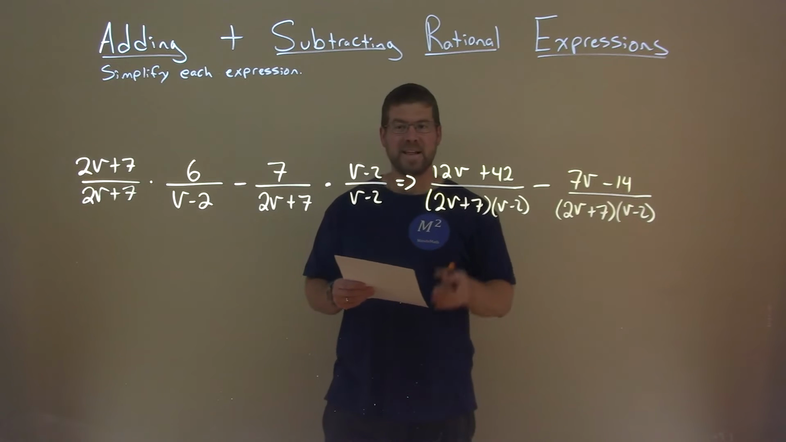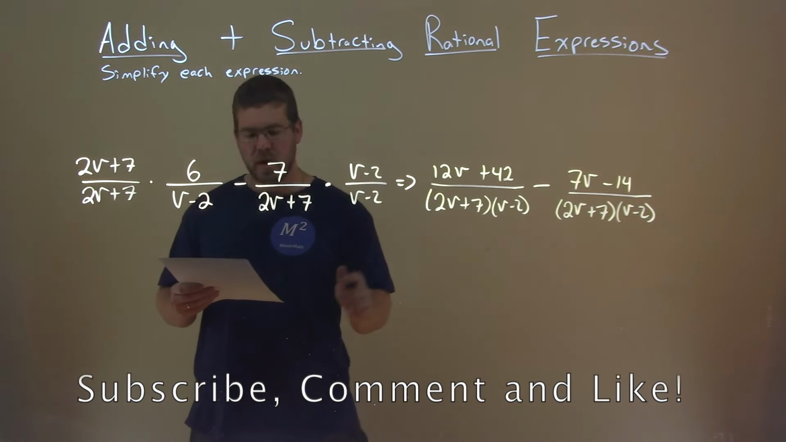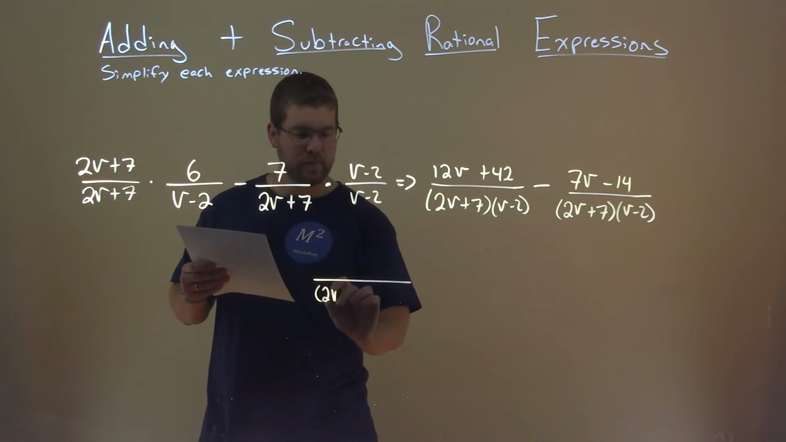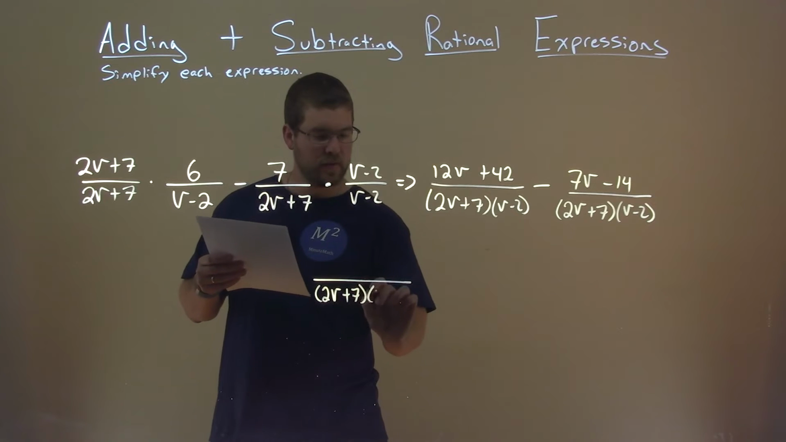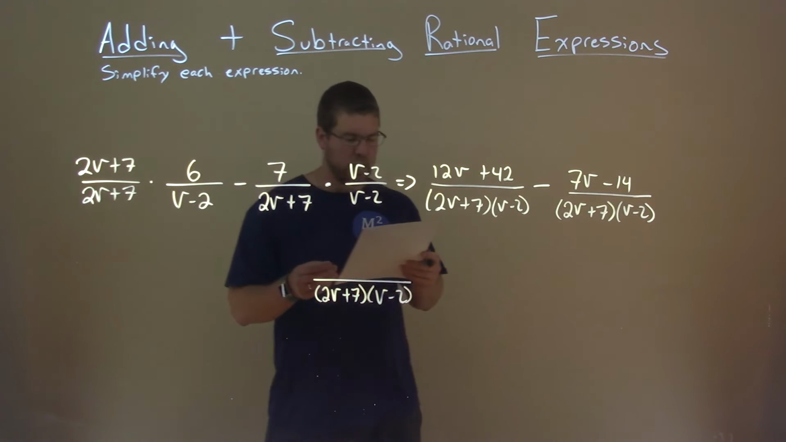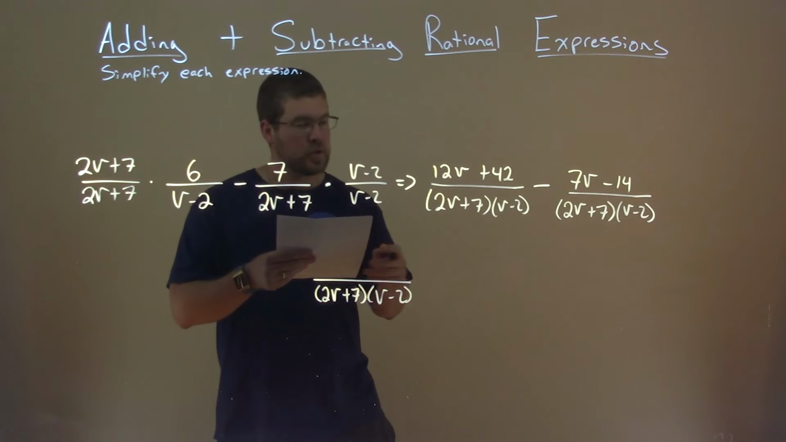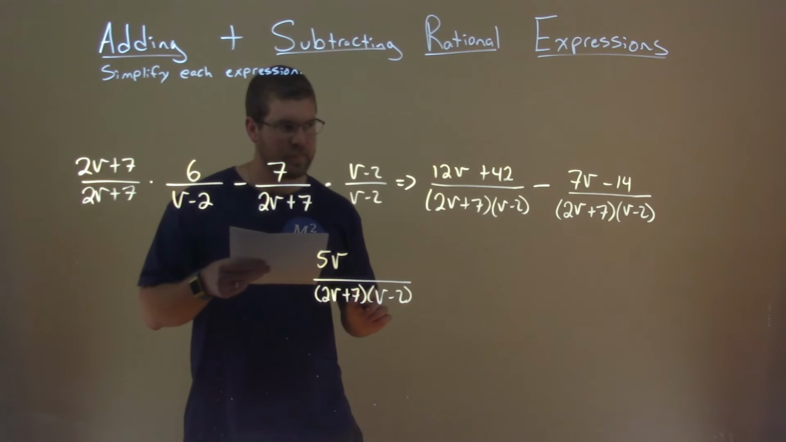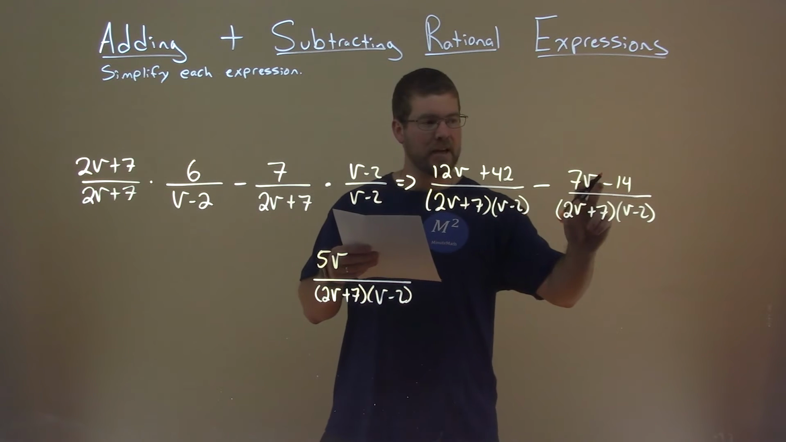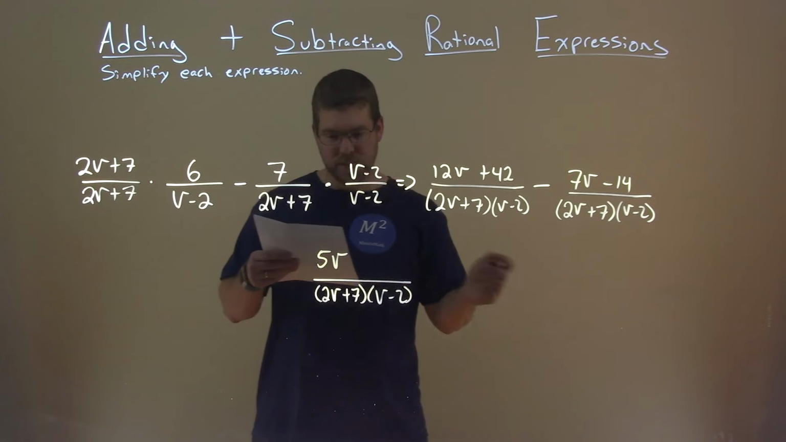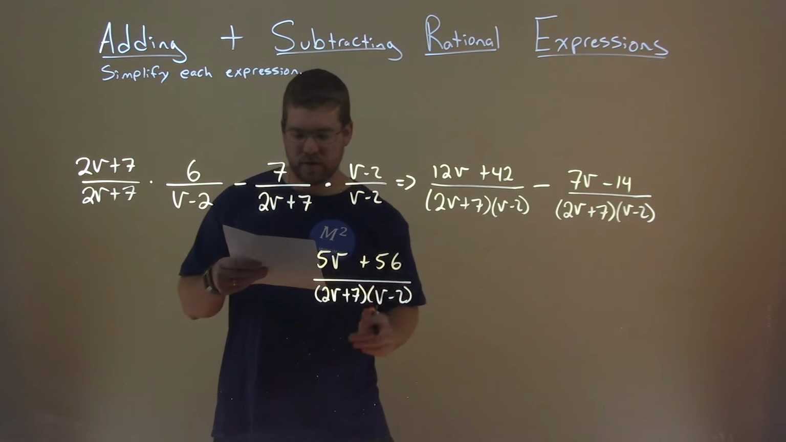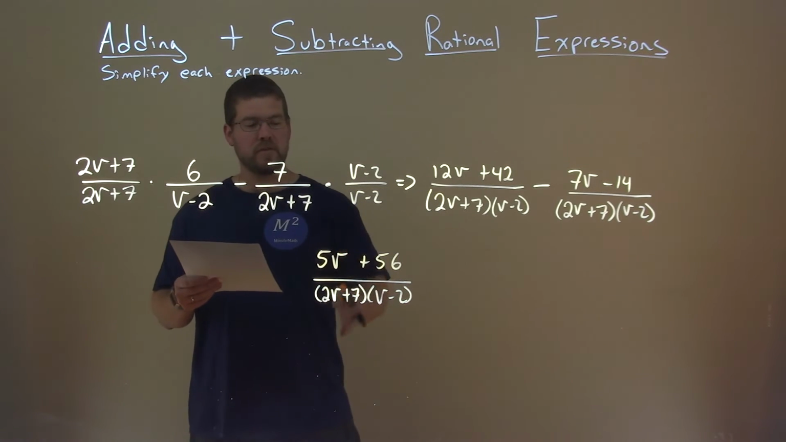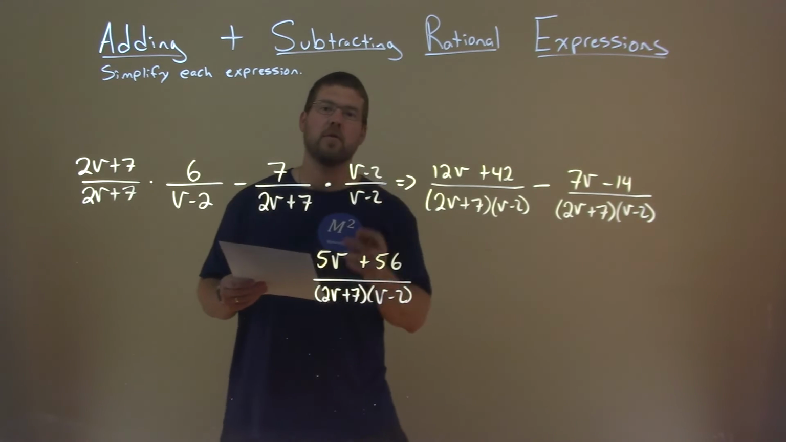All right, a lot of work going on here, but we're almost done. We see again that it has the same denominator, so let's combine it now by adding the numerator. Denominator is 2v plus 7, v minus 2 here. Now let's combine the numerator. Well, 12v minus 7v is 5v. 42 minus a negative 14 is like plus a positive 14, and we get a positive 56. And there we have it. 5v plus 56 divided by 2v plus 7 times v minus 2 is our final answer.